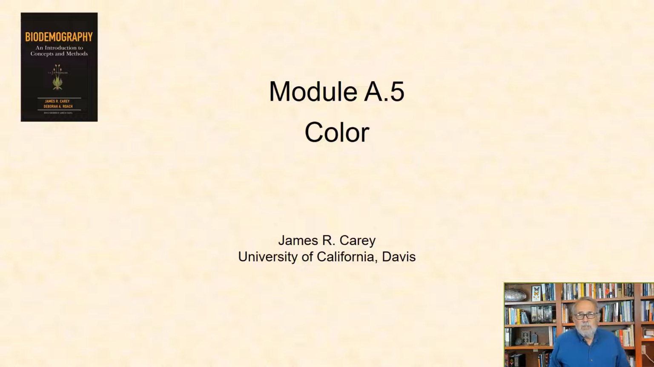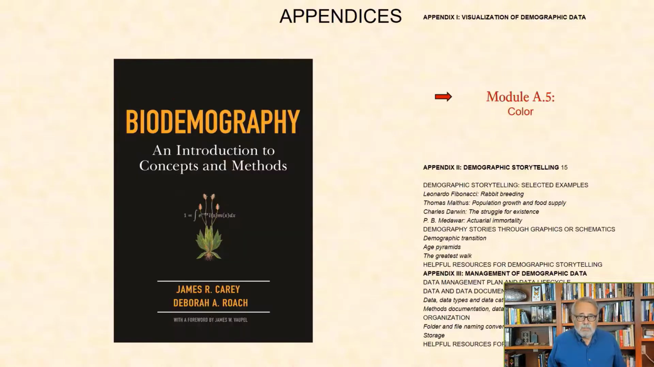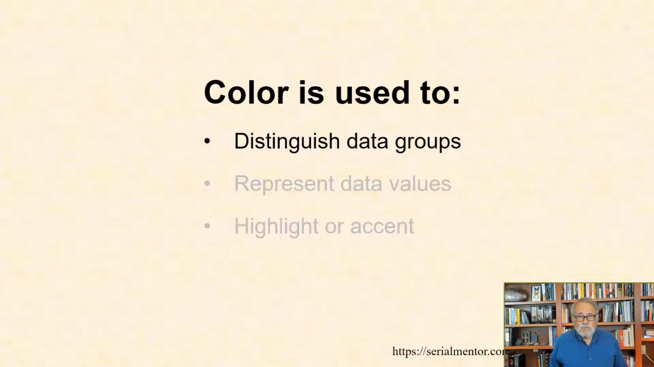In this module, I cover the use of color. Because of the importance of color in information design, it follows that an understanding of the basic principles of color use is essential in bringing best practices to bear on the production of one's own graphics, schematics, and word slides. Color is used to distinguish data groups, represent data values, and highlight or accent.